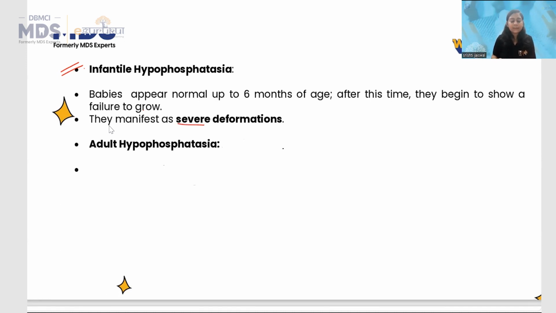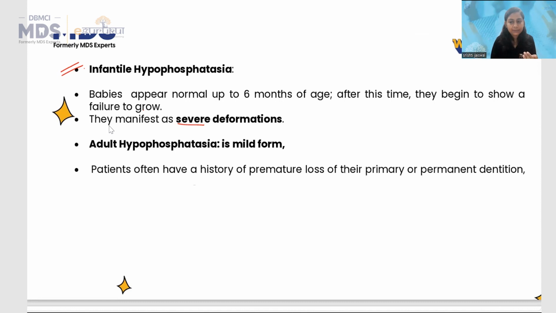Now, adult hypophosphatasia is obviously a mild form. What do we see here? The patients present with a history of premature loss of the primary or the permanent dentition, or sometimes they also say that they have been edentulous since the beginning.